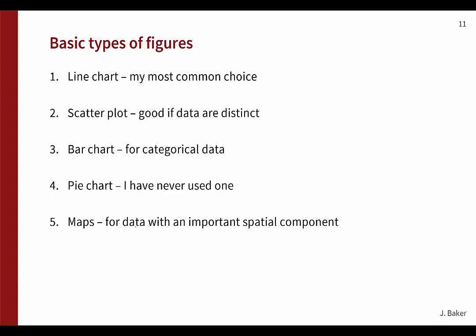I could have a line chart. That's what I use probably the most frequently. A scatter plot can be good if I've got distinct data. A bar chart works for categorical data especially. Pie charts are pretty bad. I'm just going to raise it only so I can tell you not to use them. And maps is kind of a whole special category. We won't even get into that because there's lots of extra concepts and details associated with maps. But if you've got a spatial component to your data, then of course maps are an important element.